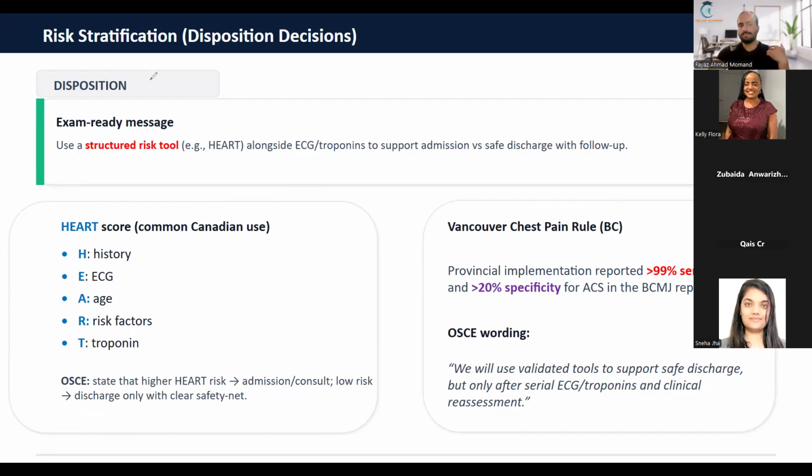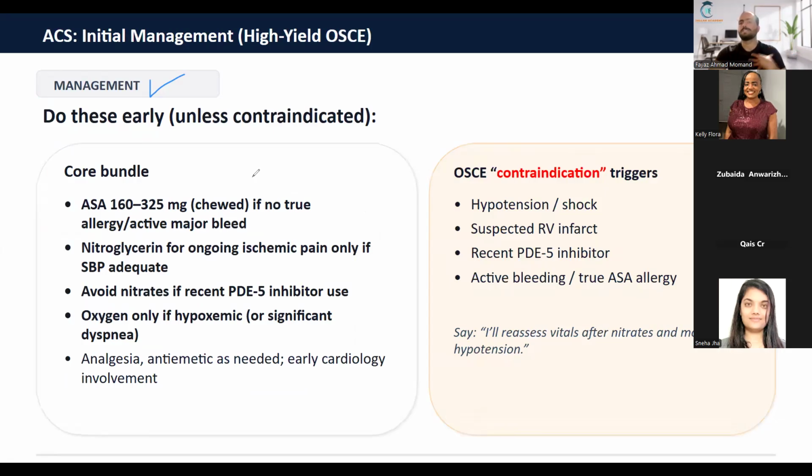Now, when it comes to management of different conditions that cause chest pain, acute coronary syndromes. Now, for acute coronary syndrome, I think everyone here would remember that mnemonic MONA, right? Morphine, oxygen, nitroglycerin, and aspirin. Aspirin is the first thing to give, 160 to 325 milligrams based on the patient's body type. If they are obese, 325. If they are very lean, then you can give them 160. If no allergy or active major bleed is present, you can give them aspirin.